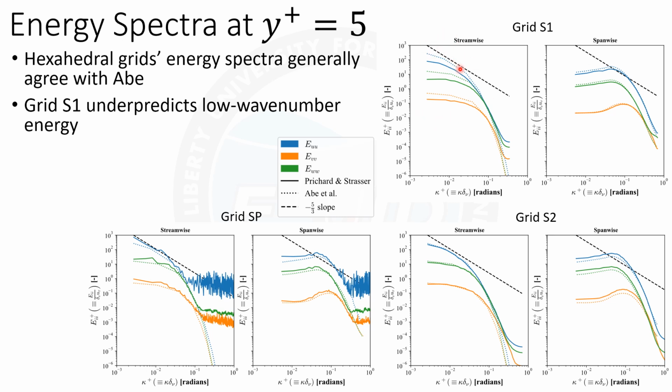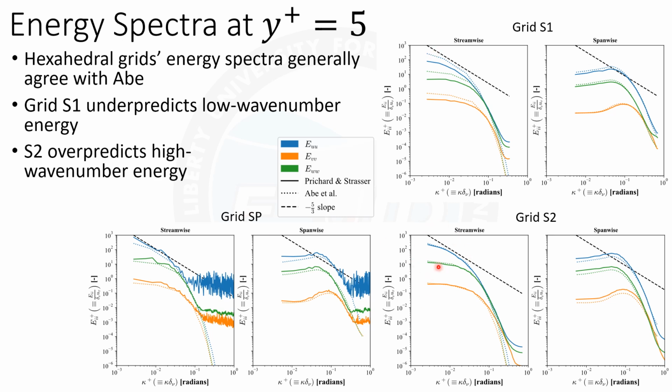In the streamwise direction, we see that there's a pretty noticeable underprediction of low wave number energy, though we will note that ABE's data still have a noticeable slope to them on their left-hand side, which suggests ABE's domain may not have been large enough, and that agrees with what we've seen on previous slides, where moving to the larger grid enhanced our production of turbulence kinetic energy.